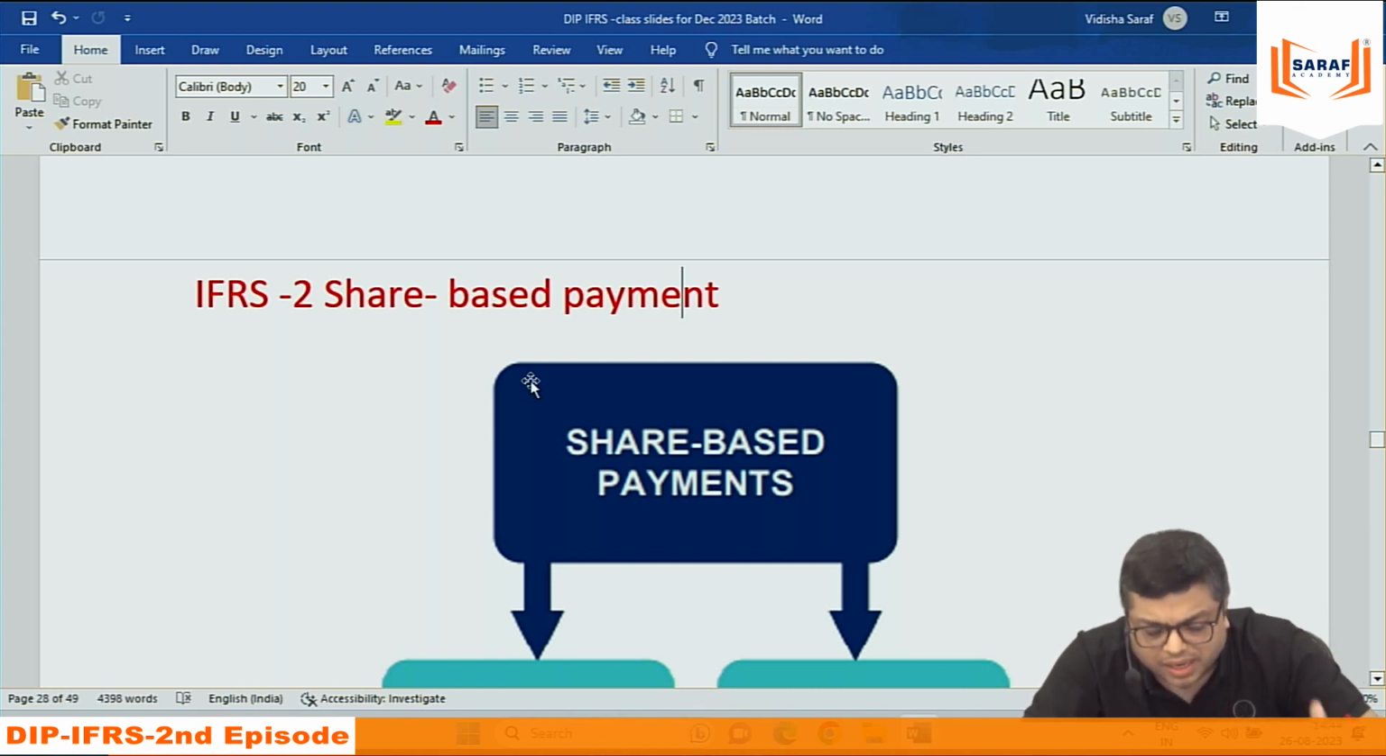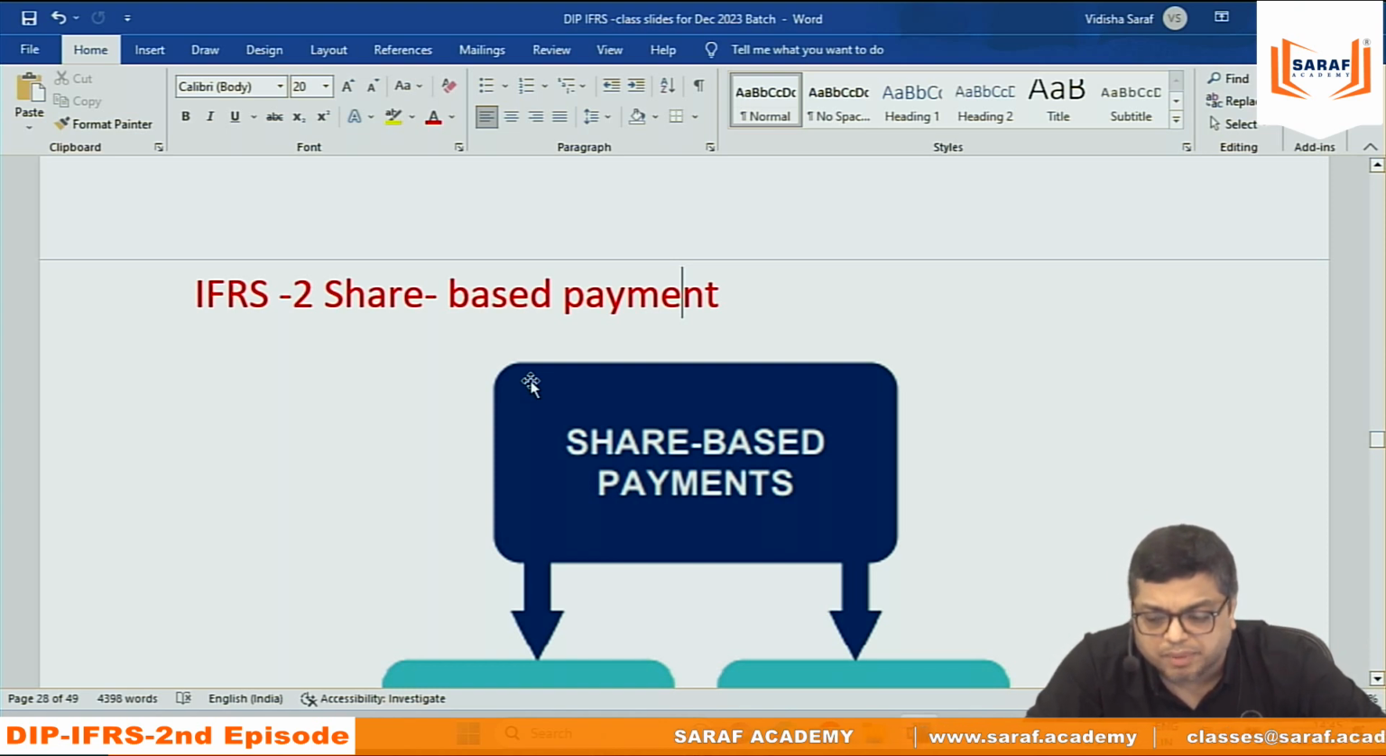If you don't have money, or even if you do have money but you are not interested in buying, it is not compulsory, there is no force. Option. There is another kind of share-based payment.